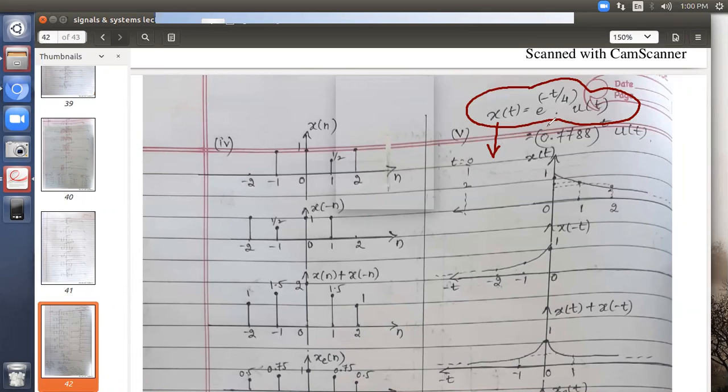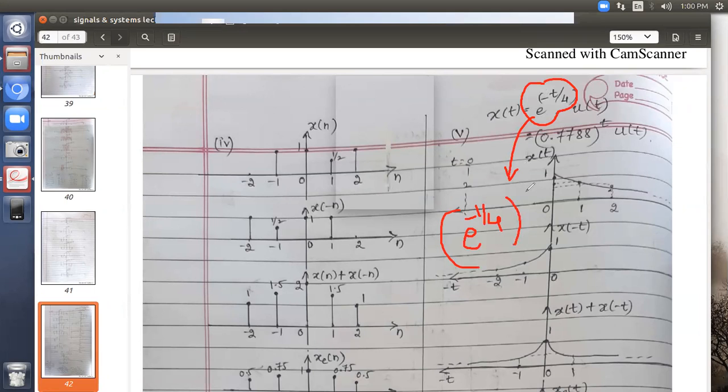So if you go for drawing, you have already seen some of the elementary signals, the exponential signal and u of t, how to draw them. So let's multiply and try to find out. In brief, I'll tell you. e to the power of minus t by 4, I can write like e to the power of minus 1 by 4 raised to t. And e is how much? 2.718, I guess.